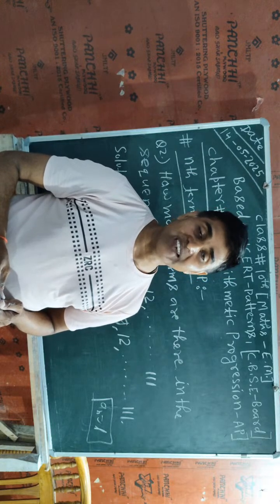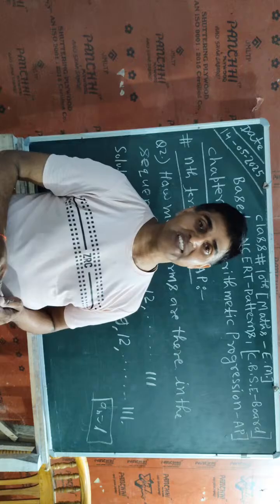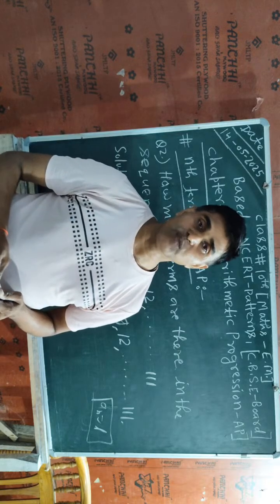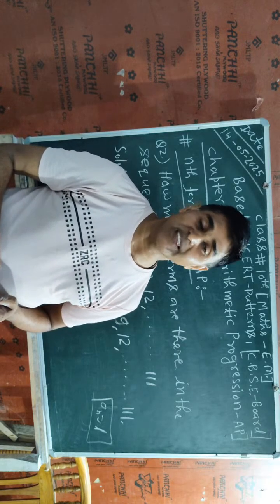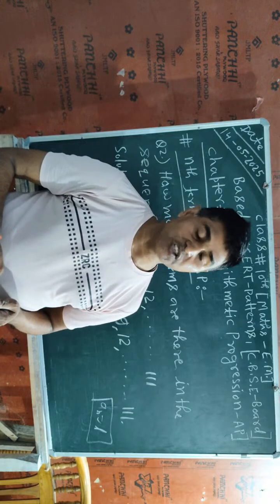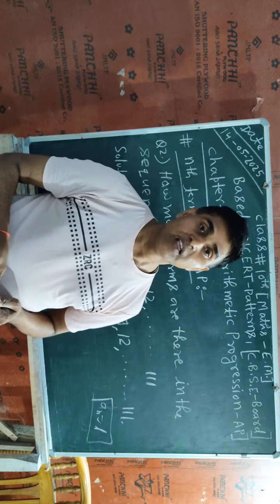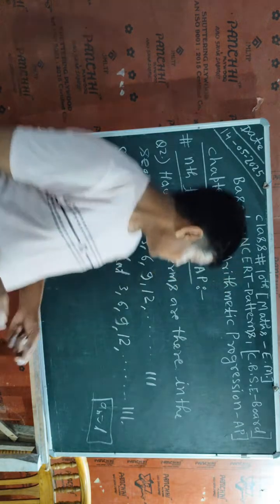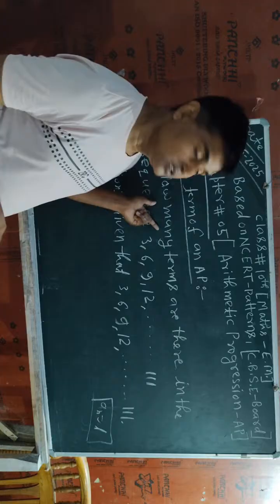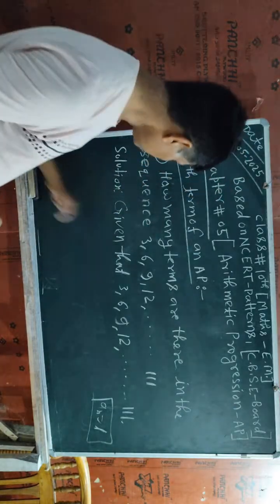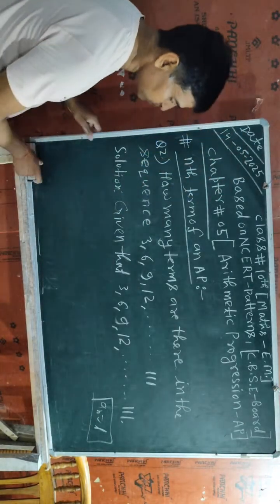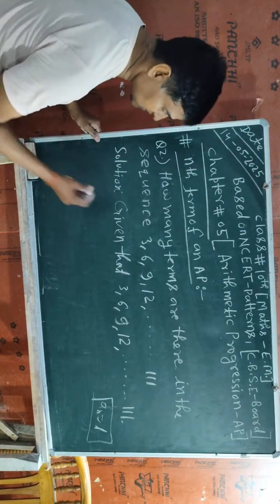So I will say that the given sequence is an AP, and then I will apply the formula for the nth term of an AP series. After applying and simplifying, we will get the value of n, which is demanded in the question. Okay student, so according to this way I have to write its terms.